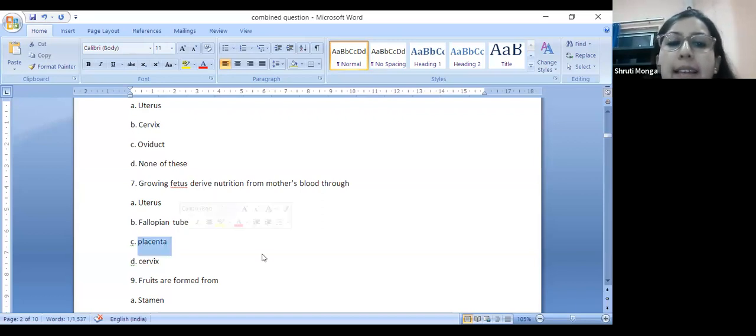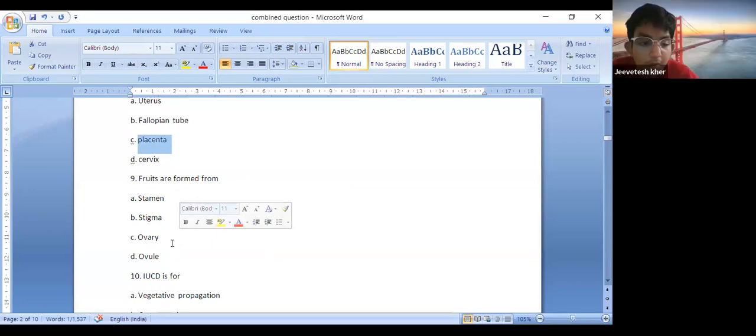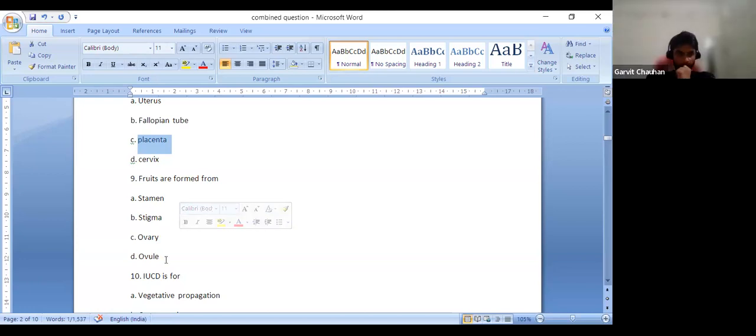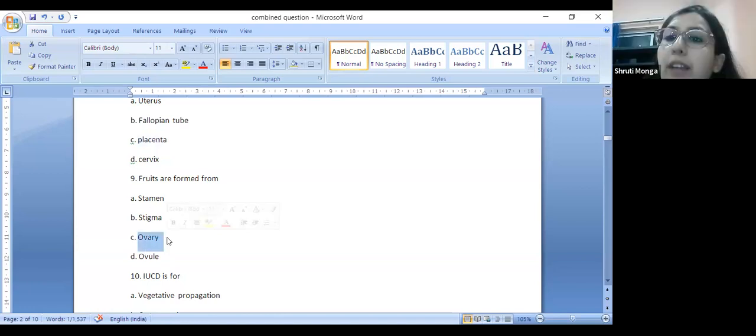Then next question. Question number 9. Fruits are formed from which part of the flower? Stamen, stigma, ovary, ovule. Ma'am, ovary. Ovary, very good. Because I told you that fruit is also known as ripened ovary and seed is also known as ripened ovule, because the seed develops from ovule whereas fruit develops from ovary.